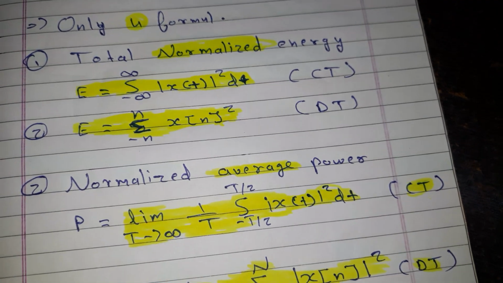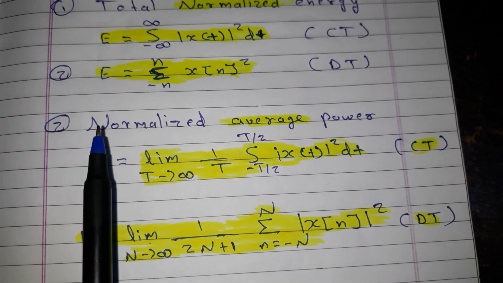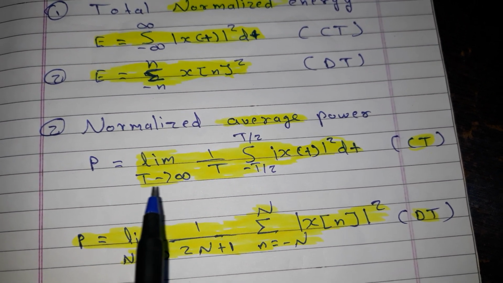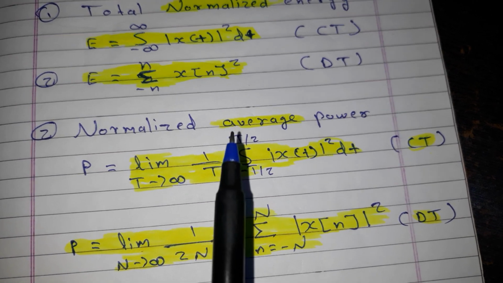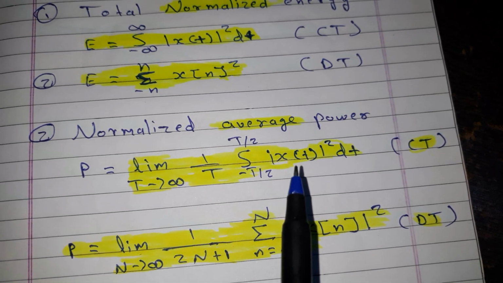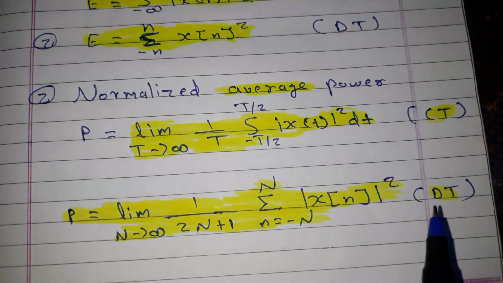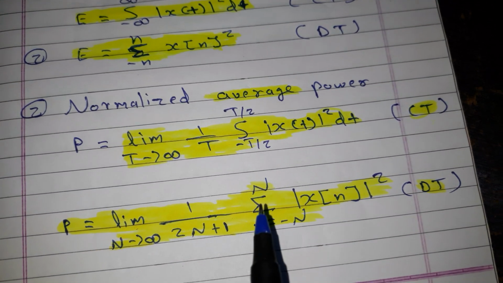Then the normalized power equation is the limit as T tends to infinity of 1 upon T times the integration from minus T by 2 to T by 2 of x(t) squared dt for continuous, and this one for discrete. Okay.